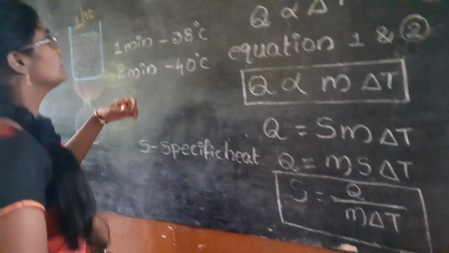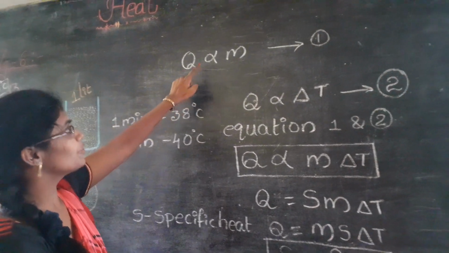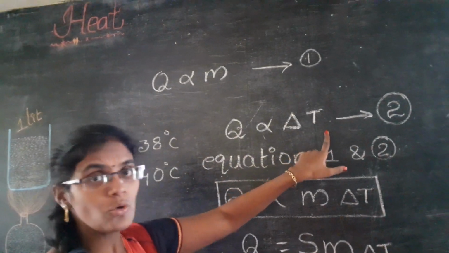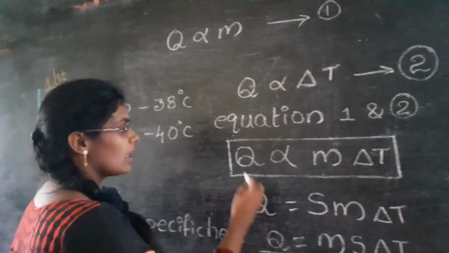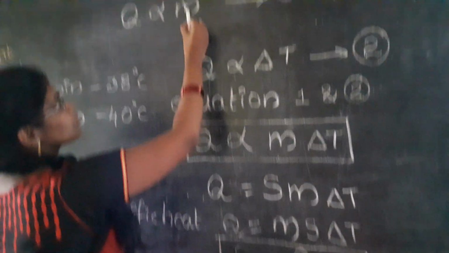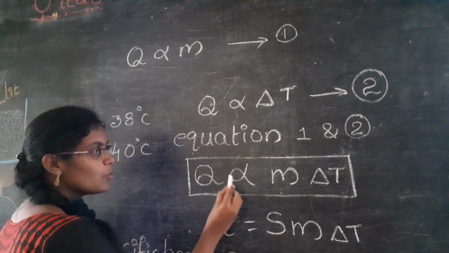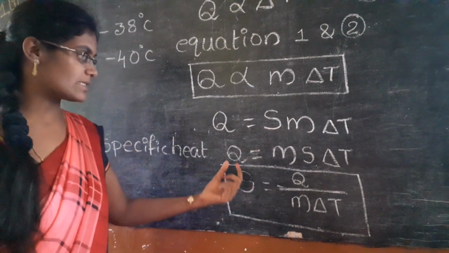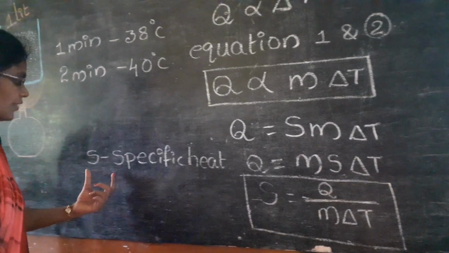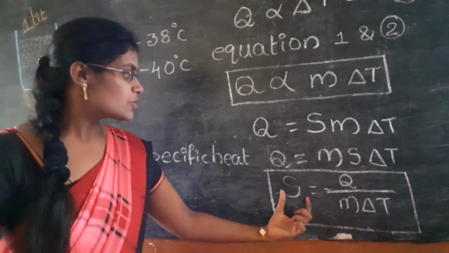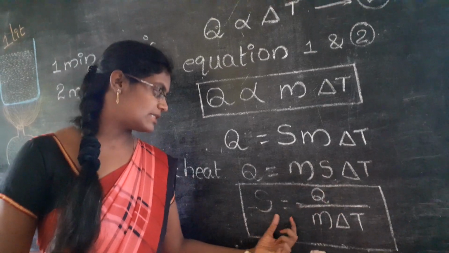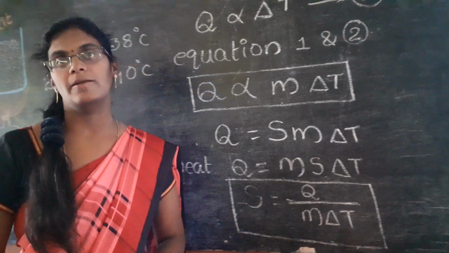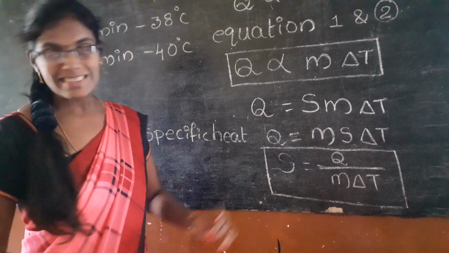Children, what did we do? Initially, from case 1, we understood Q is directly proportional to M. And by case 2, Q is directly proportional to temperature. So by these two, how are we writing, ma'am? Q is directly proportional to M into delta T. For removing this proportionality, here I consider a constant. It is called S. So Q is equal to M S delta T, where S is the specific heat. So the formula for specific heat is S equal to Q by, take these two to the other side, Q by M delta T. So this is the formula for specific heat.